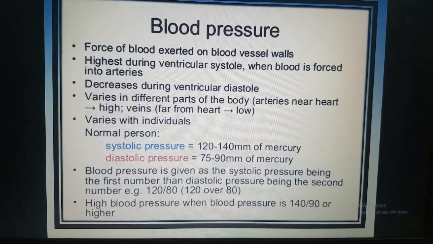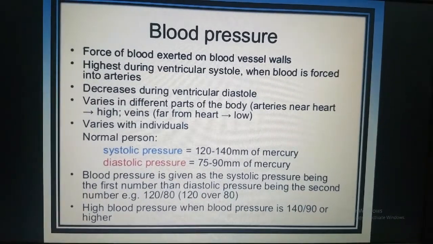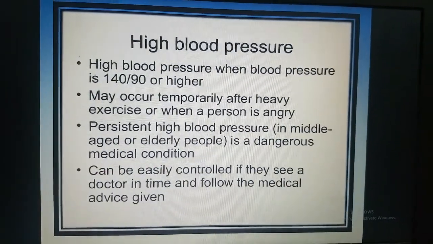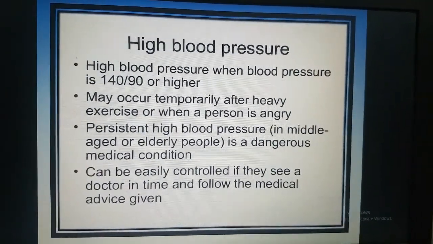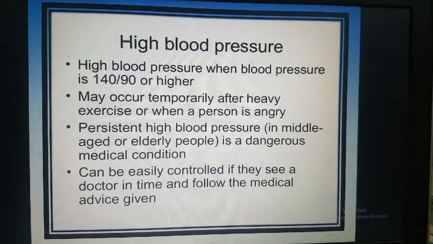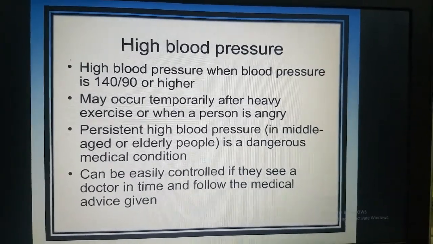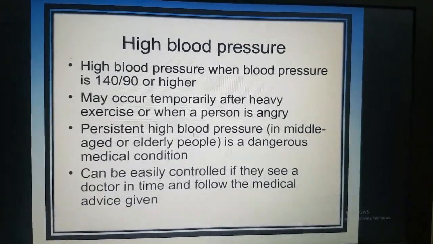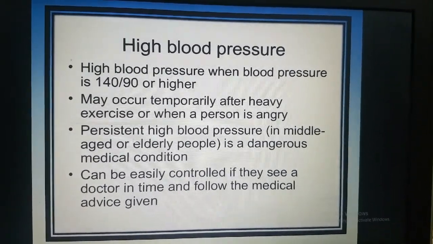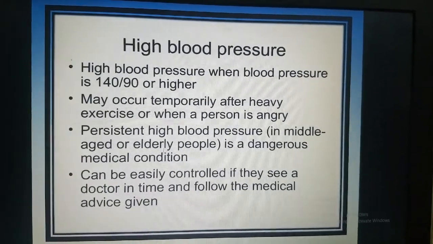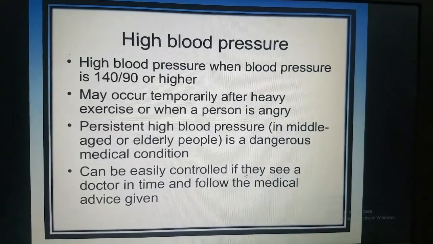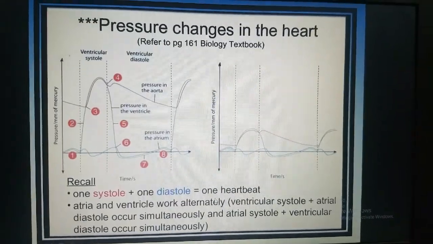If this number increases, let's suppose 140 by 90 or more, it is considered high blood pressure. High blood pressure may be because of heavy exercise, when the person is angry, that is because of emotion, or because of age. But if this high blood pressure persists, it is a dangerous medical condition and the person should see a doctor or follow medical advice.